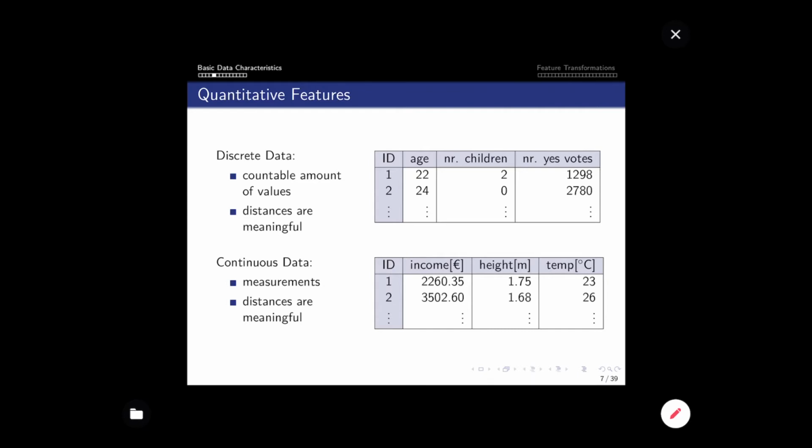So discrete data and ordinal data are in some sense quite similar, but the difference is that for discrete data we have meaningful distances, and that is not so subjective. And then we have continuous data. I think it's straightforward to get an idea about what that is. These are things like measurements, where you also have meaningful distances, like everything which is a meter, centimeter, degrees Celsius, income, all these well-defined measure scales.